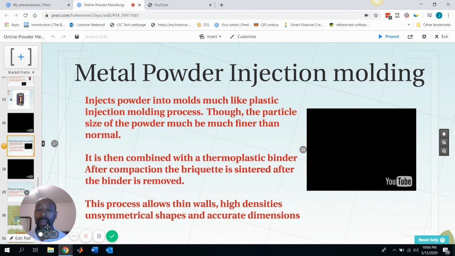Oftentimes you will have some type of binder. A thermoplastic binder just means that it's activated by heat, but you'll have some type of binder in there when it's compacted to help it hold together in that briquette before it's sintered. And here is just a quick video showing you that process.